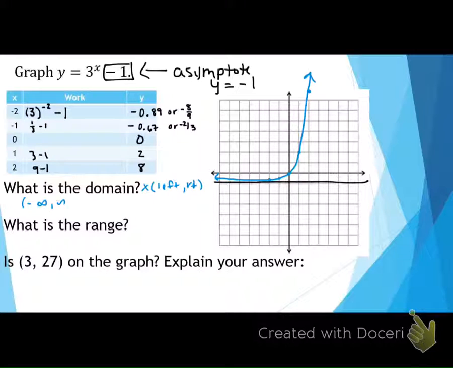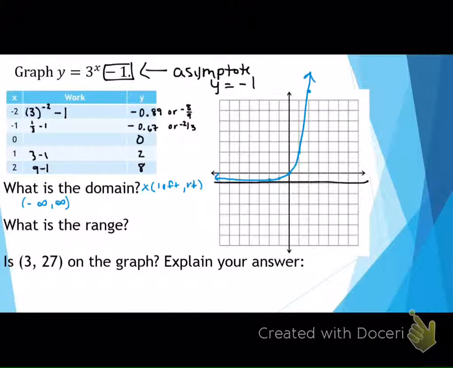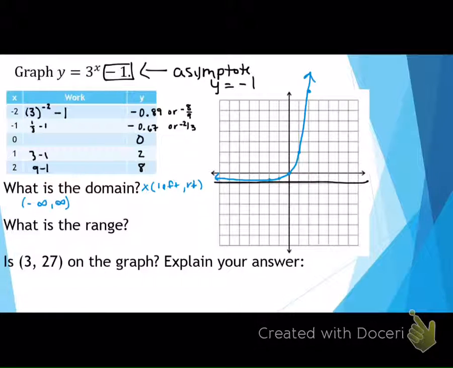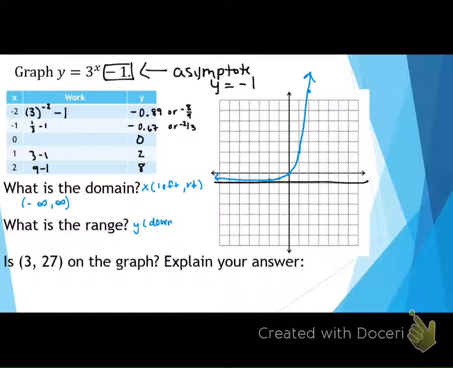Yes, you should notice that our domain has always been -infinity to +infinity. That is not going to change. Your domain will always be -infinity to +infinity, so that shouldn't be a hard one to get correct. Your range will change though. What is my range on this one, Katie?